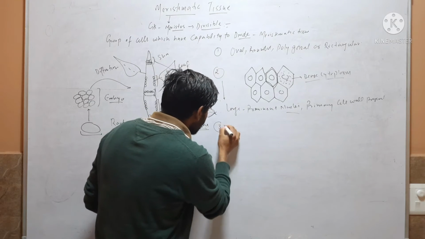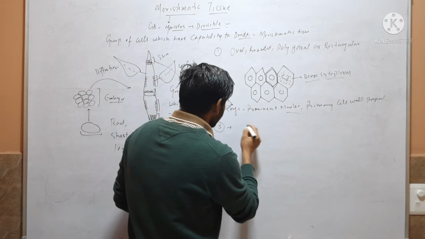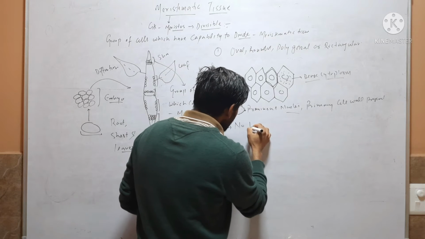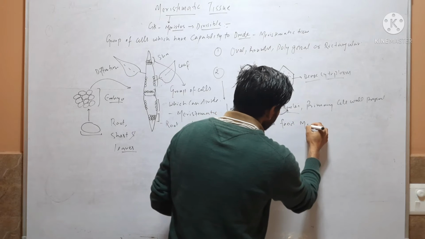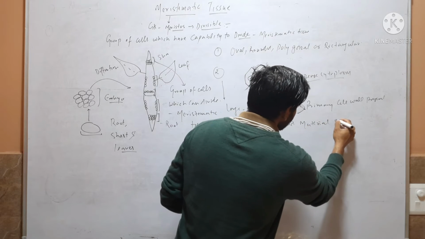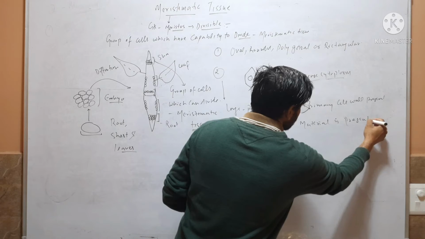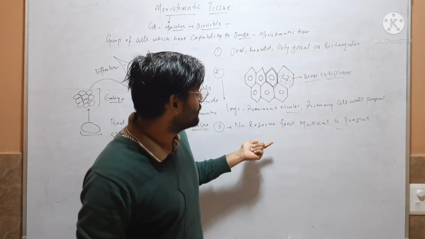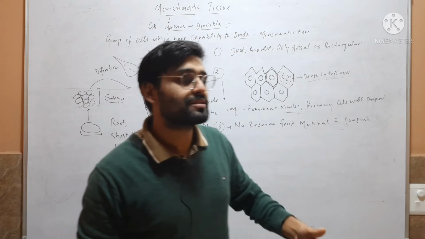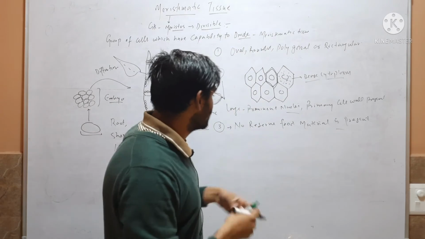And the third one is no reserve food material is present, because they are actively dividing, so they don't reserve any food, because all the food that is reserved is used in division.